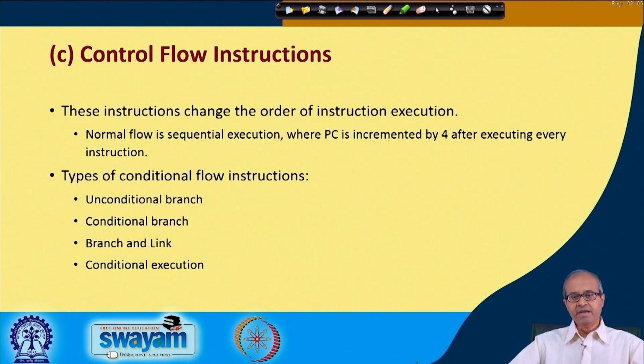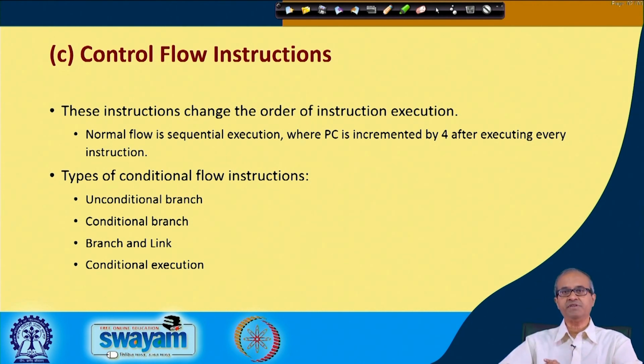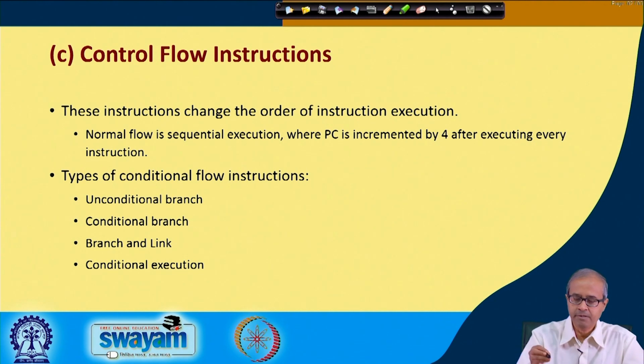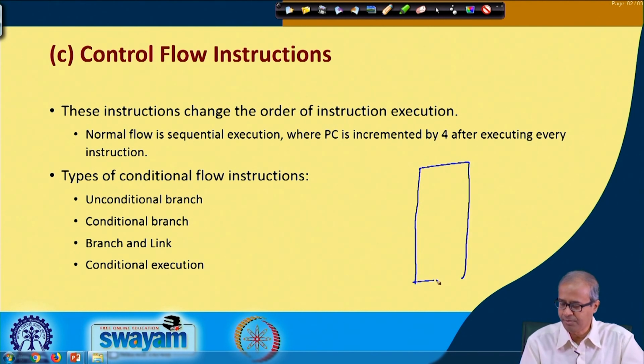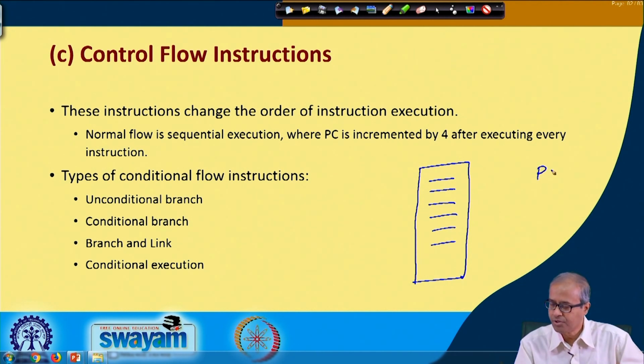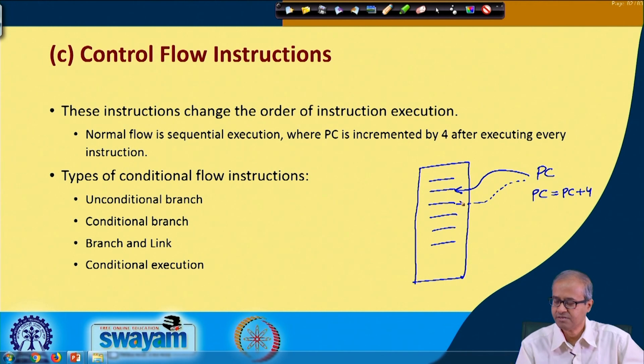Let us look at the control flow instructions. As I had said earlier, control flow instructions are those which change the sequence of instruction execution. In the normal flow of execution, if you look into the memory map, the instructions are normally stored one after the other. The program counter points to the next instruction to be executed. Whenever one instruction finishes execution, you increment PC by 4, so that PC will point to the next instruction. Each instruction is of size 32 bits, so you will have to increase it by 4 bytes. Okay. This is how it works.